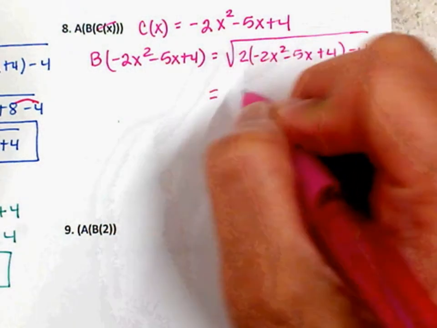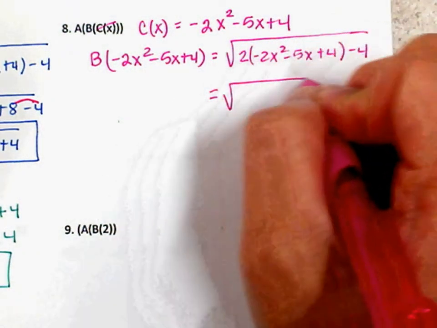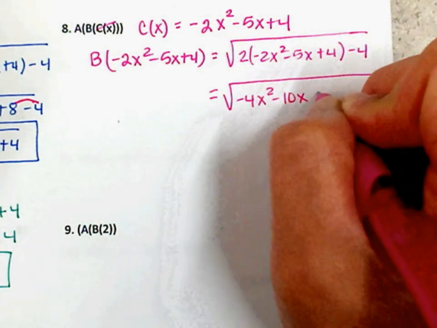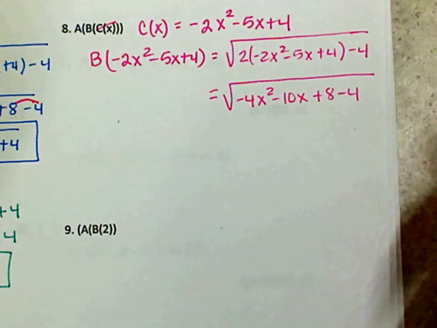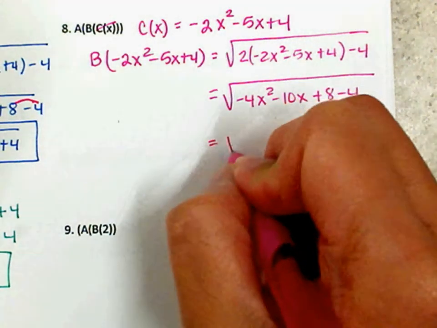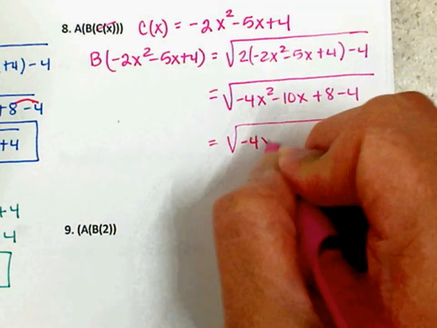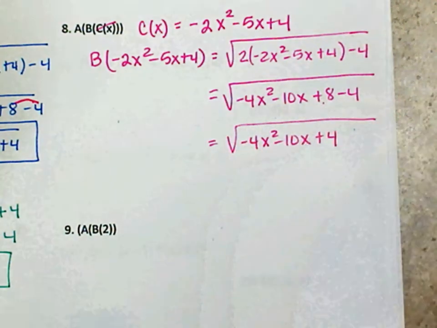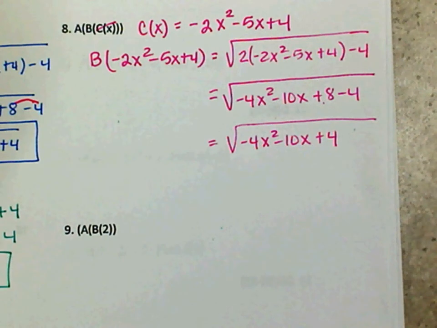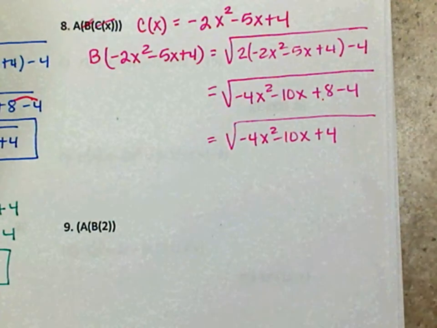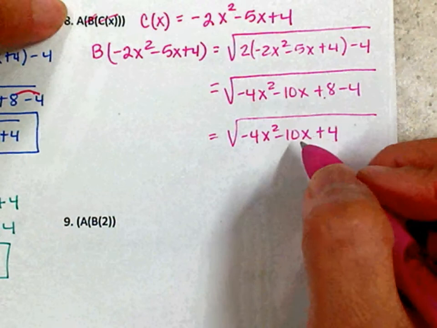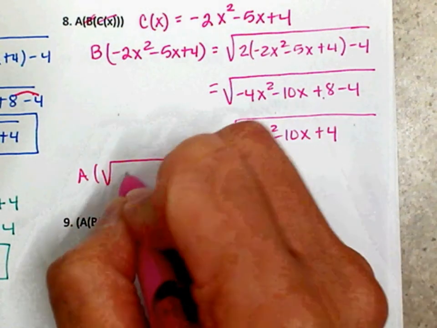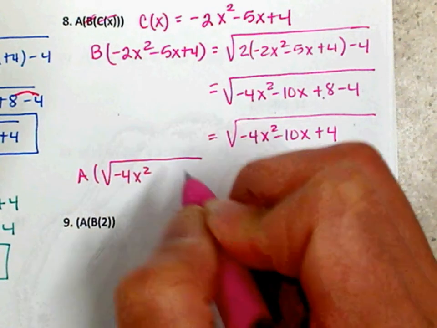Simplify, you're going to distribute all under your square root. Negative 4x squared minus 10x plus 8 minus 4. Combine your like terms. Negative 4x squared minus 10x. 8 minus 4 is plus 4. Okay. So that was your B. Okay? Now we're going to plug that into our A. So the new A, the new x is now square root of negative 4x squared minus 10x plus 4.